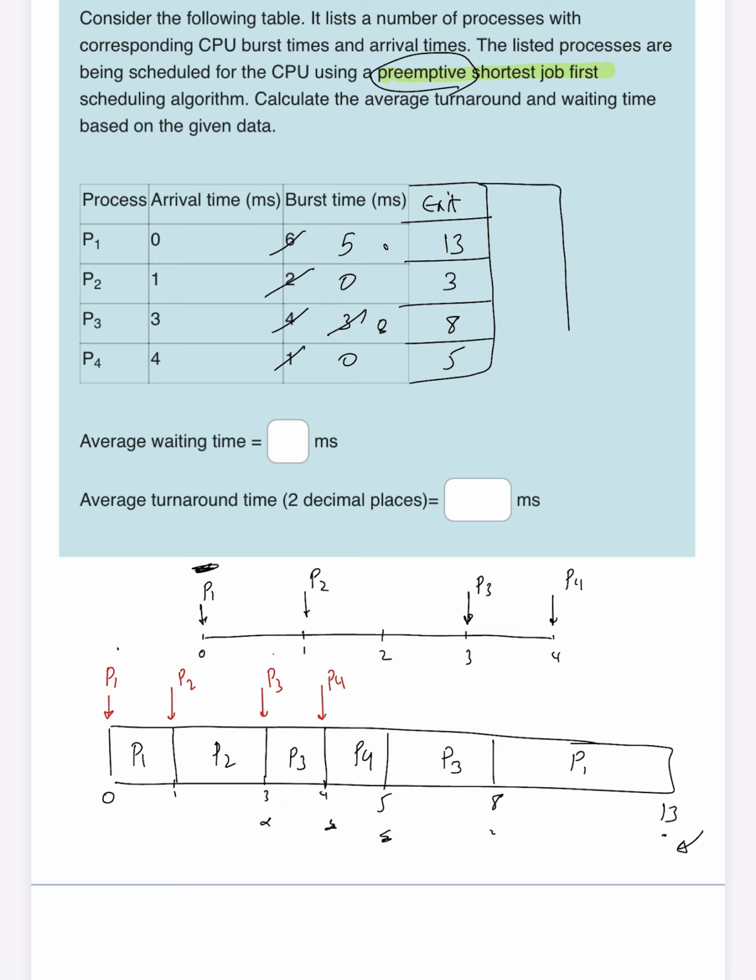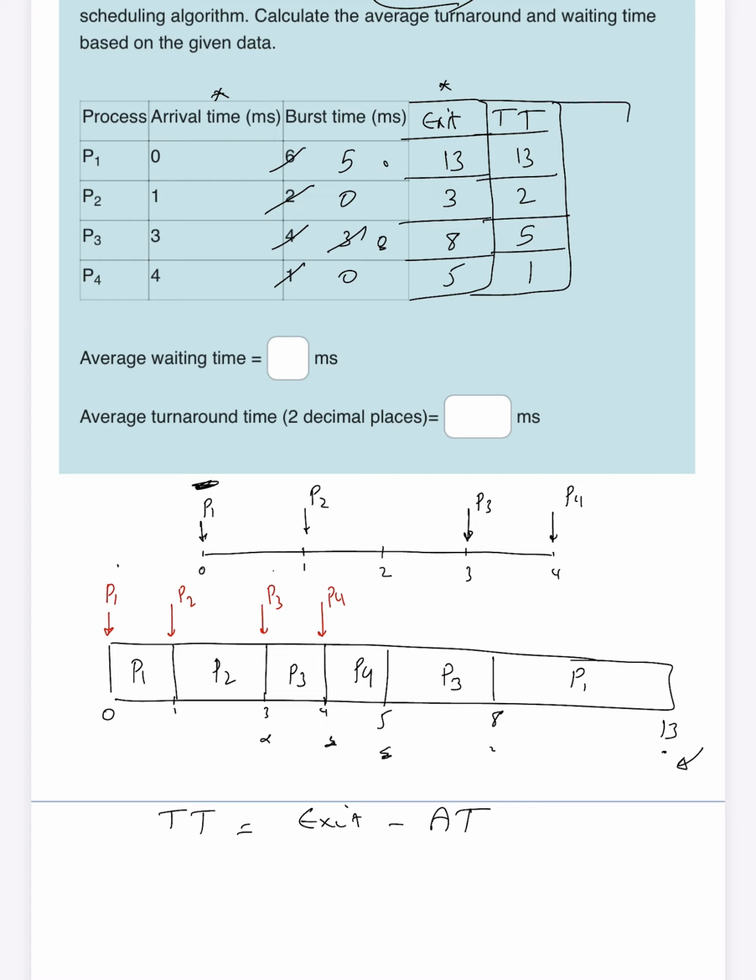The next column that we need is turnaround time. Turnaround time is exit time minus arrival time. So what you need to do is subtract these two columns. So 13 minus 0 is 13, 3 minus 1 is 2, 8 minus 3 is 5, and 5 minus 4 is 1.